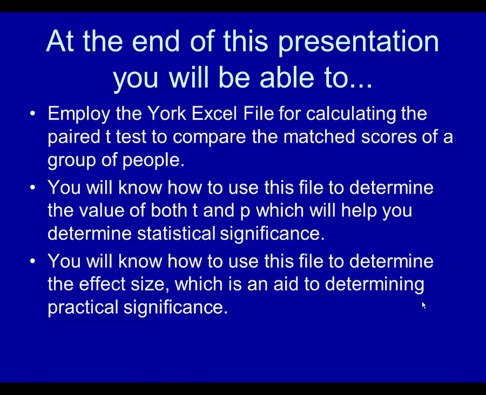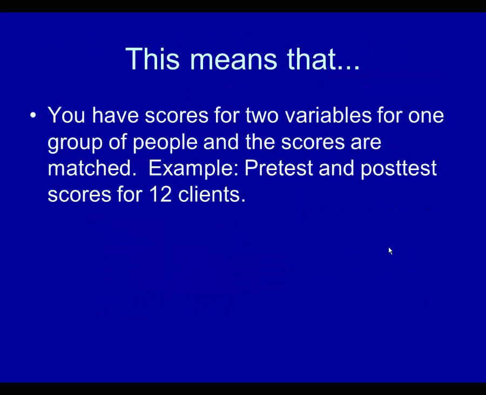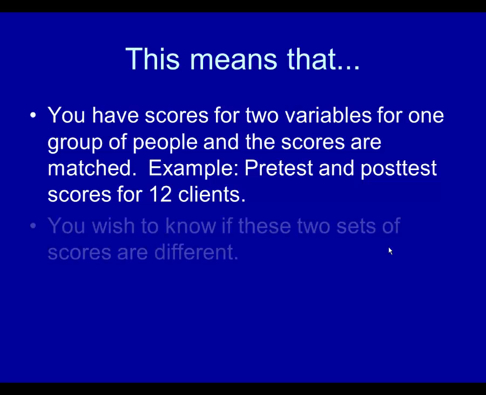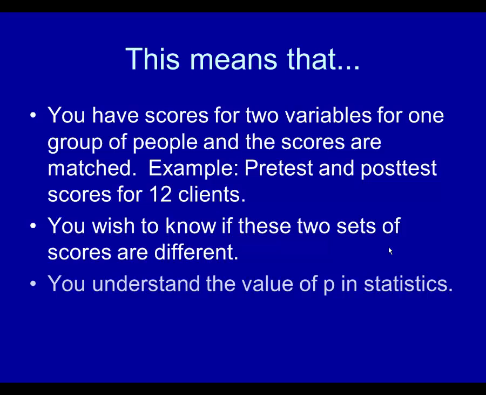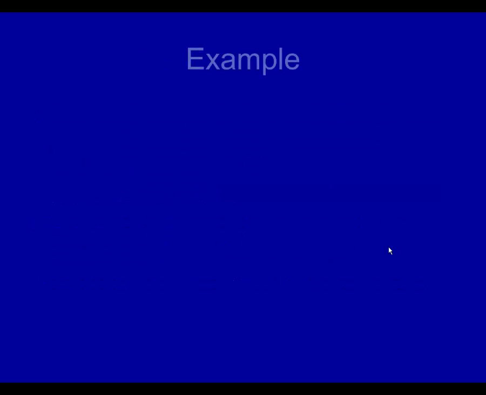You will know how to use this file to determine the effect size, which is an aid in determining practical significance. This means that you have scores for two variables for one group of people, and the scores are matched. An example would be pre-test and post-test scores for, say, 12 clients. You wish to know if these two sets of scores are different. You understand the value of p in statistics and what statistical significance means.